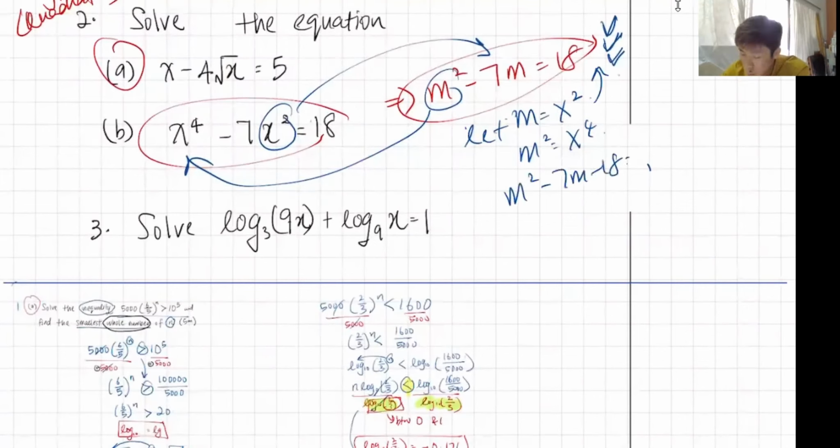You solve this, what do you get? Okay, you use a calculator as I said. Here this is all about quadratic. So you get (m - 9)(m + 2) = 0. You get m = 9, m = -2.